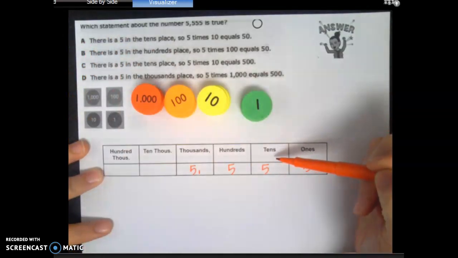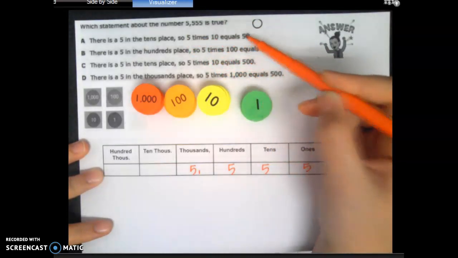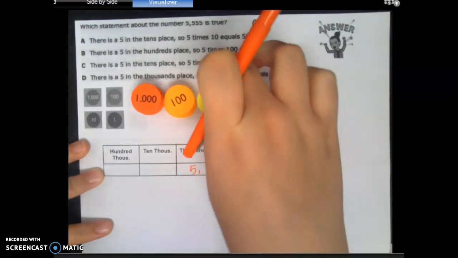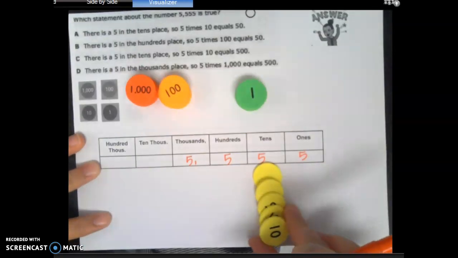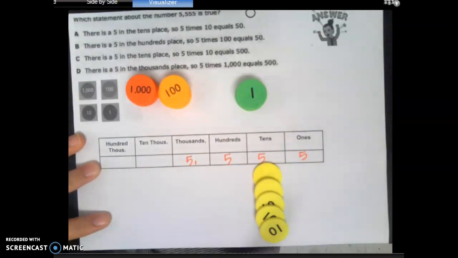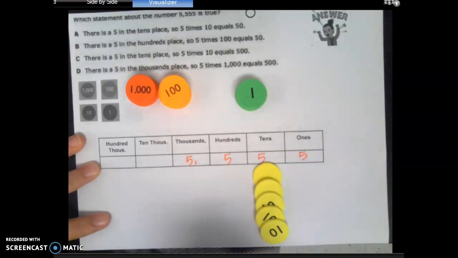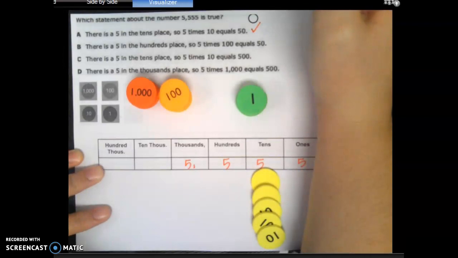That's true. So 5 times 10 equals 50. Well, does 5 times 10 equal 50? Does 5 tens equal 50? Let's count. 10, 20, 30, 40, 50. That is a true statement. I'm going to put a check mark because that's true.